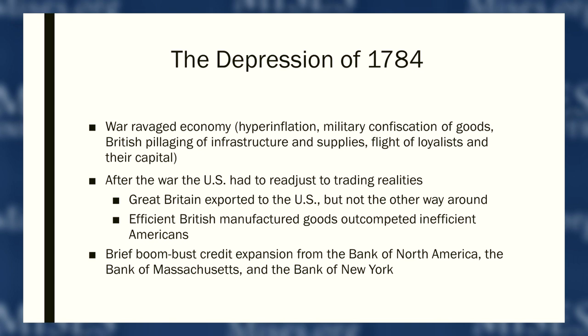And then after the war, the U.S. had to readjust to trading realities. Okay, so during the war, a whole bunch of artificial manufacturing was stimulated because basically they weren't allowed to trade legally with Great Britain anymore. So after the war, Great Britain says, all right, we'll export our goods to you, but they're still stuck in the thralls of a mercantilist fallacy. But they say, all right, you're not allowed to export to us, particularly the British West Indies. All right, so that naturally hurts us. That's a negative government interference, basically hampering our trading capabilities.